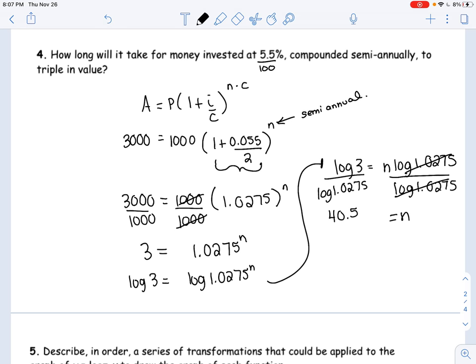Semi-annual periods. So if you wanted the answer to be in semi-annual periods, you'd say 41 semi-annual periods. You'd round up. If you wanted years, you would take this number and divide it by 2. Okay? So this is my final answer, semi-annual periods.